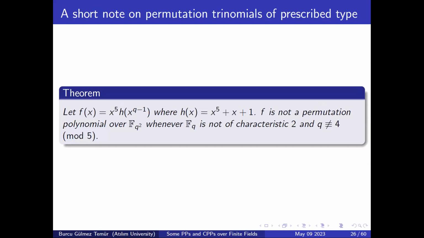This was a very simple result. We have seen in the literature that for this H, the polynomial of degree 5, it is a permutation polynomial if the characteristic of Fq is 2. When the characteristic is even, it's a permutation polynomial. And we want to know whether it's a permutation polynomial for odd characteristic also. The answer was unfortunately no. It's not a permutation polynomial if q is not of characteristic 2 and q is not 4 modulo 5. And then I will show you the technique we used here.